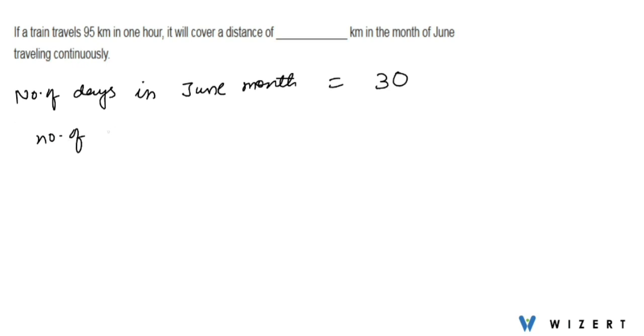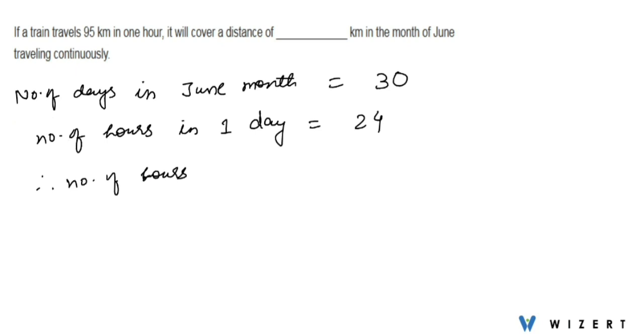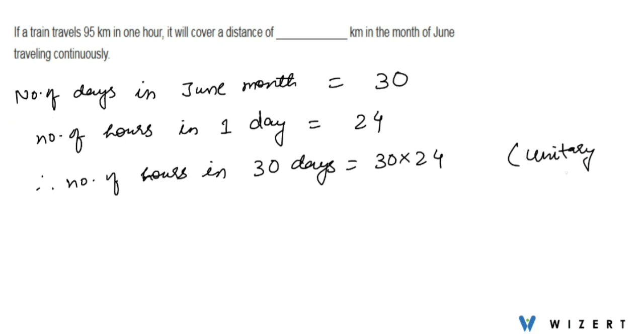We also know that the number of hours in one day is 24 hours. Therefore, we can find out the number of hours in 30 days using the unitary method. So 30 multiplied by 24. This we have written using the unitary method. This multiplication will give 720 hours. So now we know that the number of hours in 30 days is 720 hours.